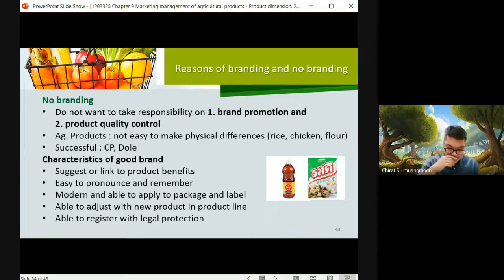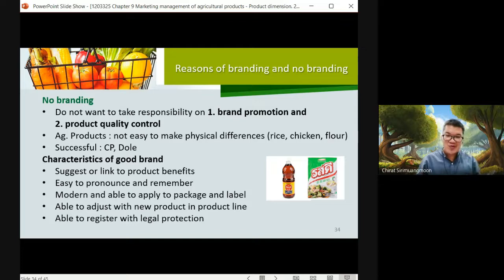Okay, so I would say if you have worked in some company, think about when you're dealing with agricultural products, you might need to think about how to make it different or what brand you need to use, like a branding technique. Then, characteristics of a good brand.